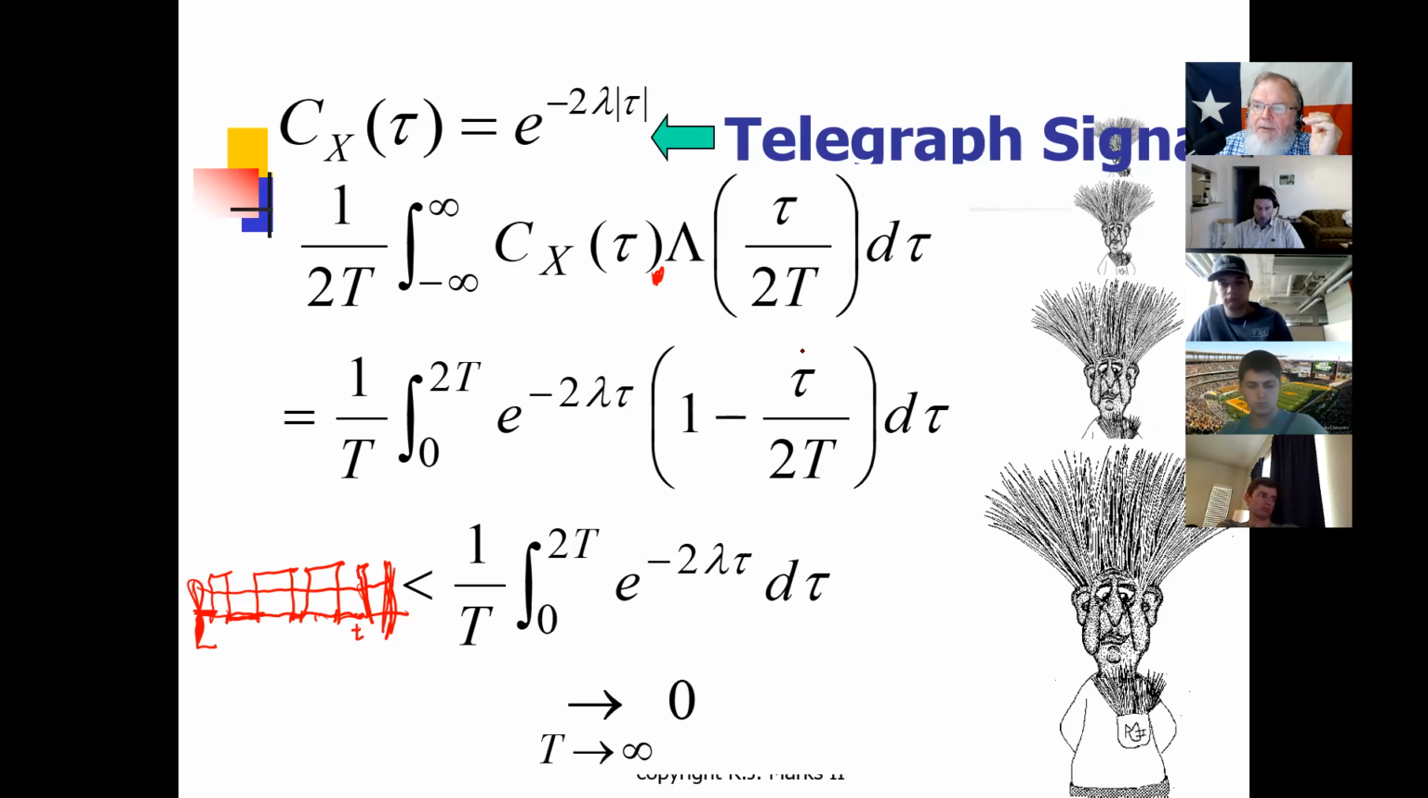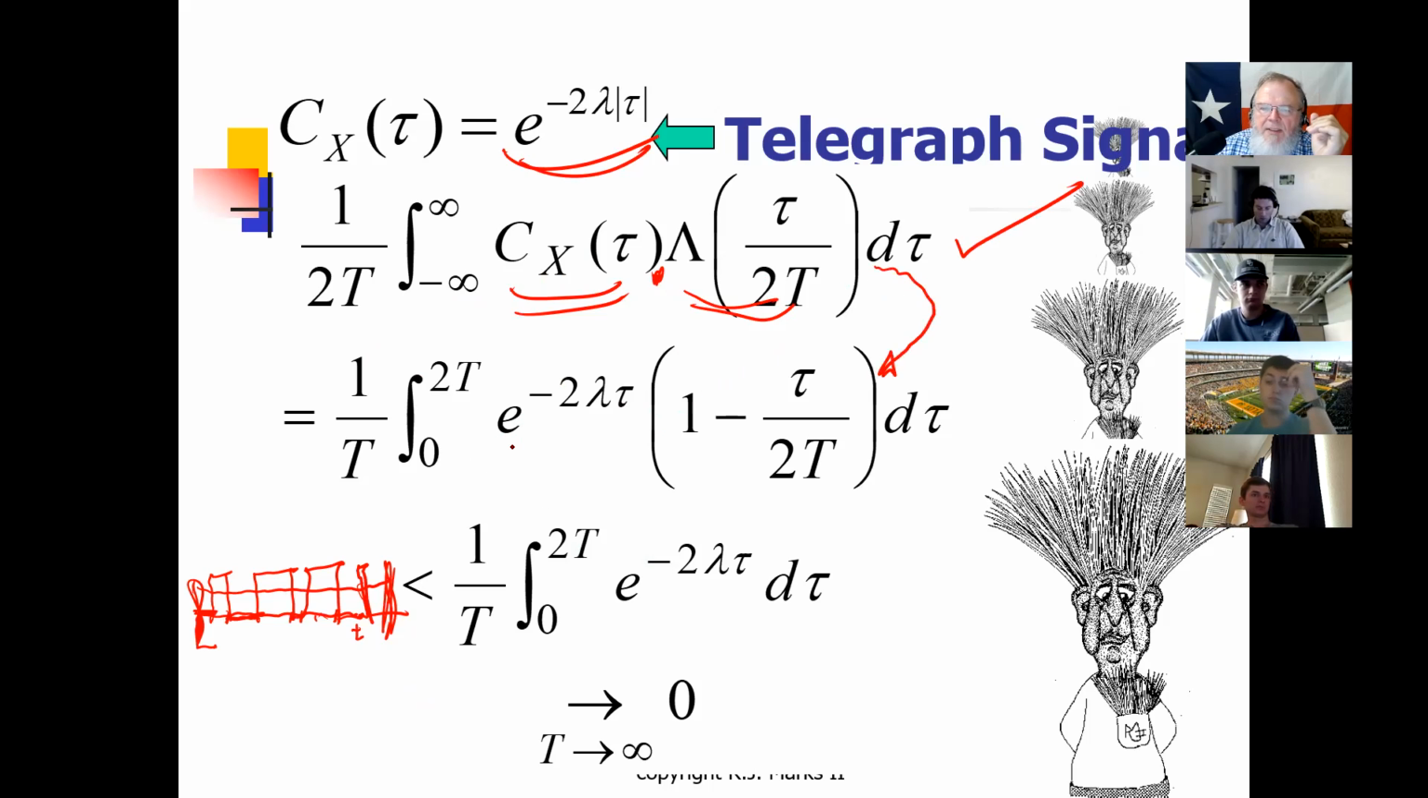Well, here's the criterion. The criterion is that 1/2t times this integral of the autocovariance, which we're given here, times this triangle function goes to 0. Well, it turns out you can simplify this, and I won't go through the details, but you can simplify this using the autocovariance up here, and then this triangle function, writing this as this, and then you can evaluate this integral.